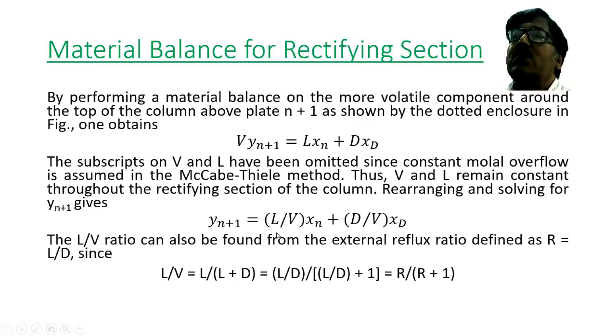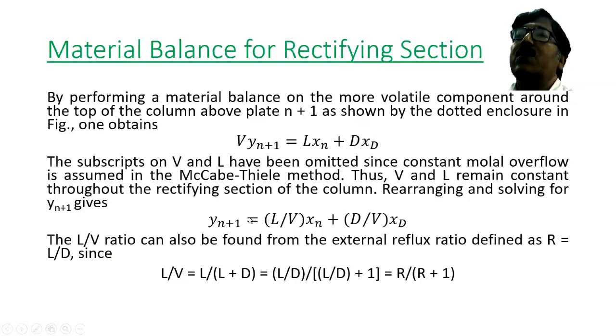Now if we modify this L by V, the vapor V is nothing but liquid flow rate plus distillate flow rate. After a little modification, we can write it as L by D divided by L by D plus 1. This L by D is known as the reflux ratio or external reflux ratio R. So we can replace this by R divided by R plus 1.